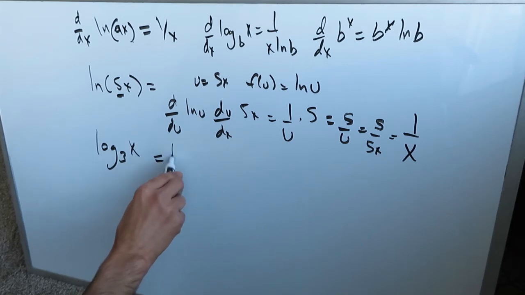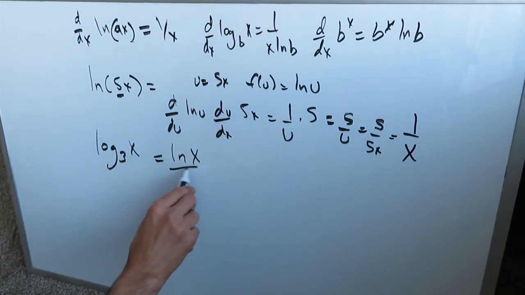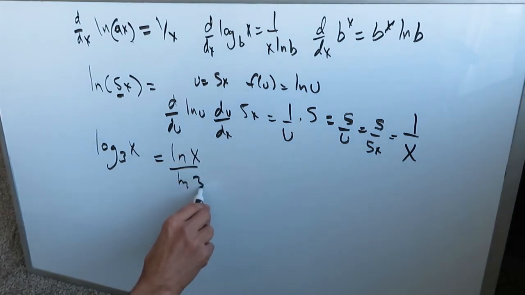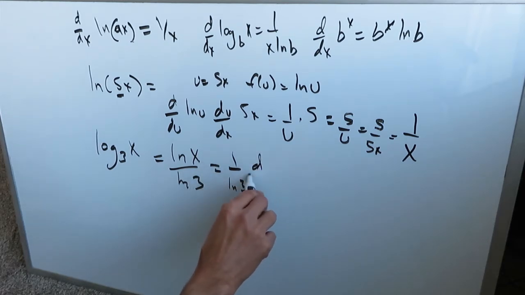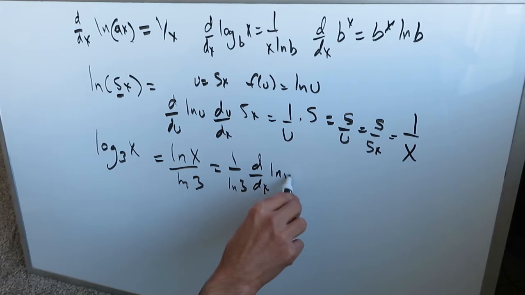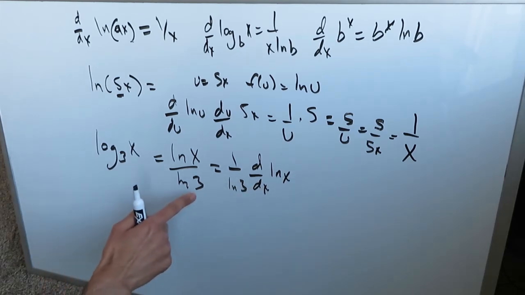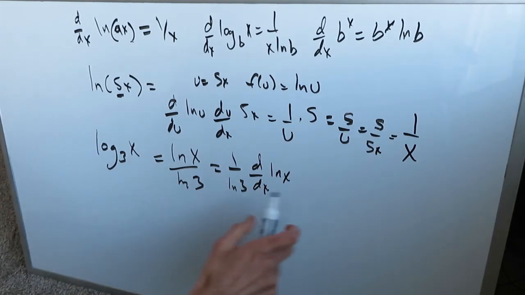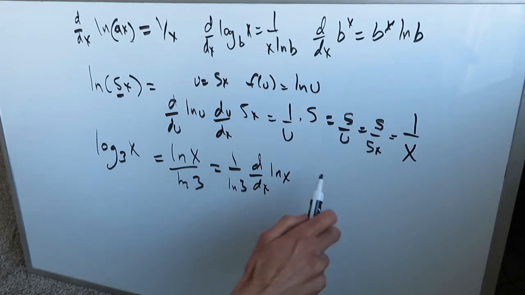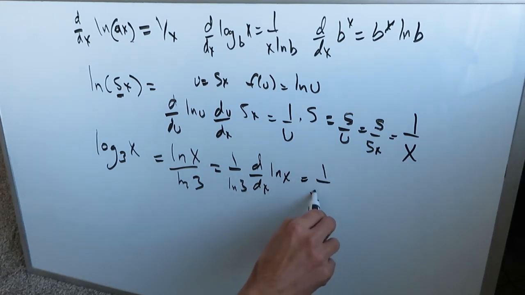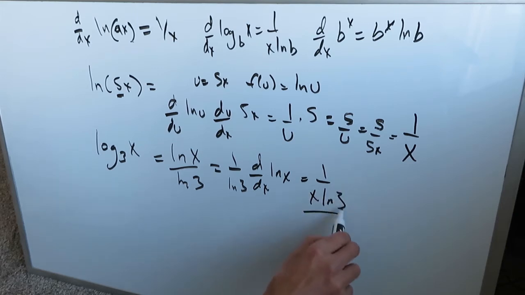You're looking at something which looks like this, using the change of base: natural log x over natural log 3. And when you do 1 over ln 3 times the derivative of natural log x, all I did was take the coefficient out. 1 over natural log 3 is a coefficient. Then you do natural log x multiplied by that coefficient. You know the derivative is 1 over x. At the end you'll get 1 over x ln 3, and you'll be done. So this question is completed.